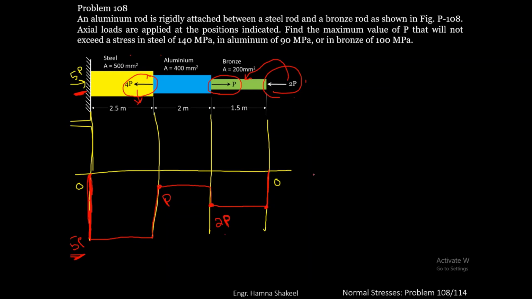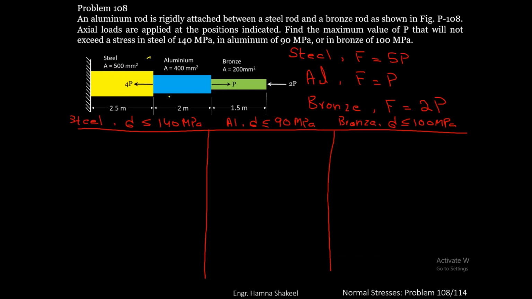So this is your axial force diagram of this composite rod. Steel is having a compressive force of 5P, aluminium is having a compressive force of P, and bronze is having a compressive force of 2P. So now we have all the data that we need to further solve the problem.